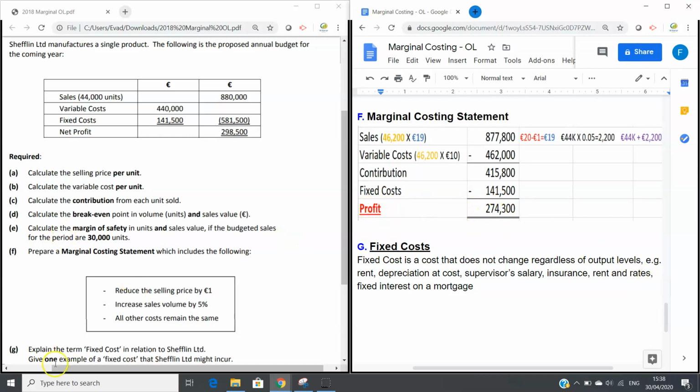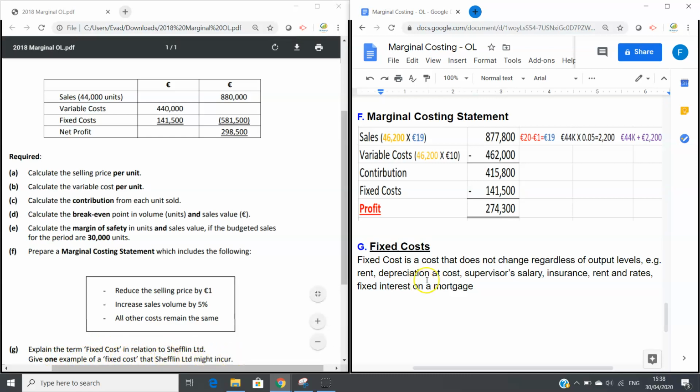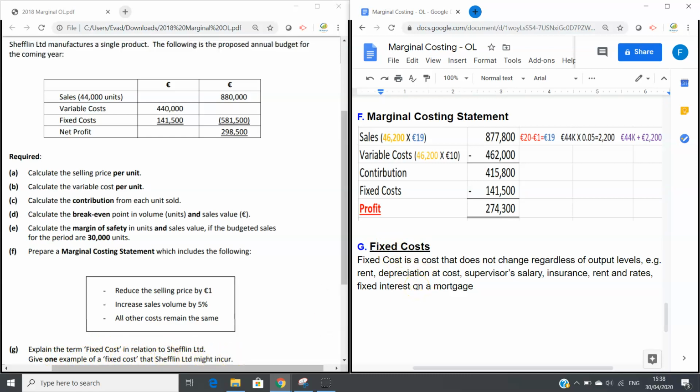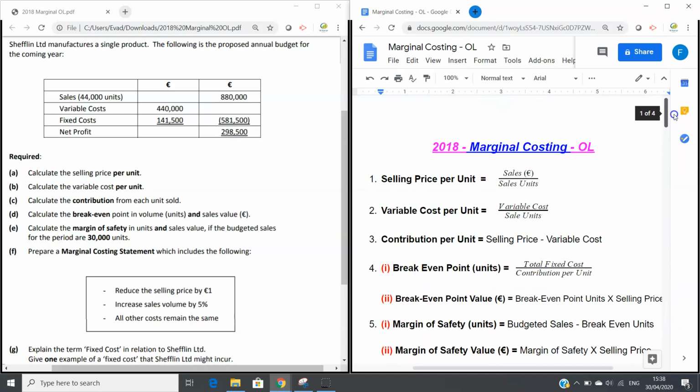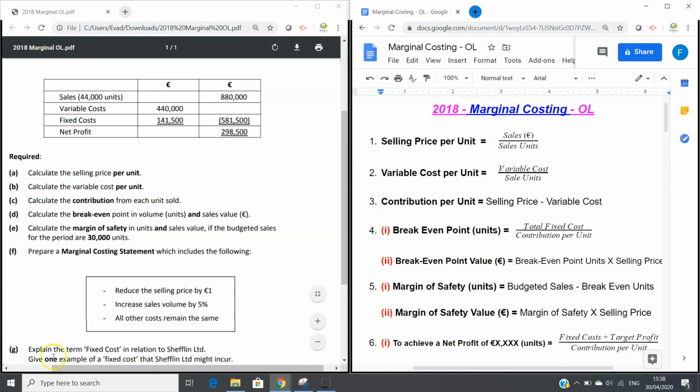Okay, in part G, explain the term fixed costs in relation to Shefflin Ltd. and give one example of a fixed cost that Shefflin might incur. So there's the answer for you there. Okay, so that was the 2018 ordinary level marginal costing question.